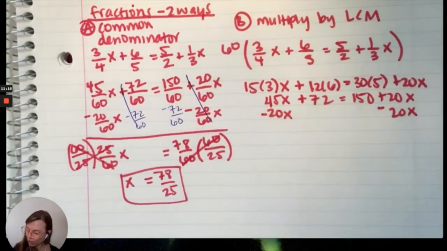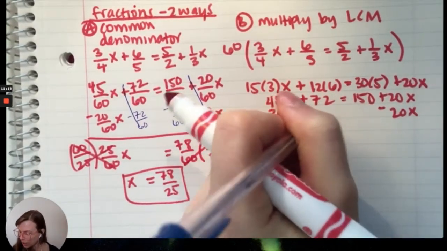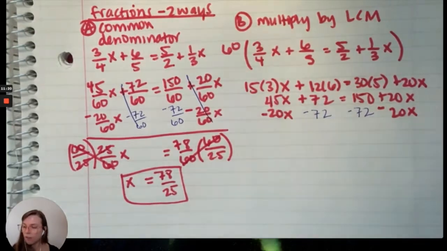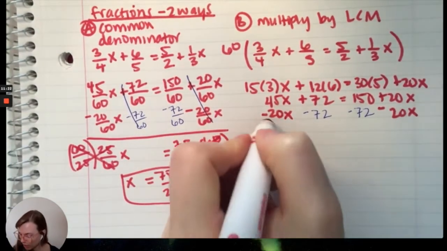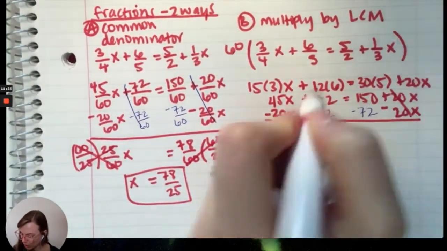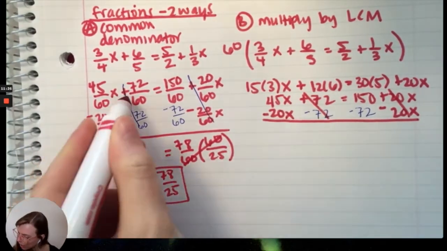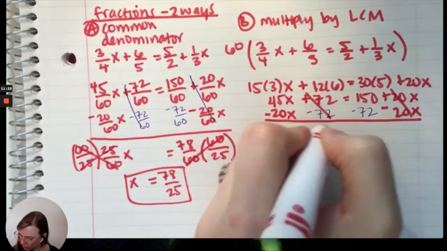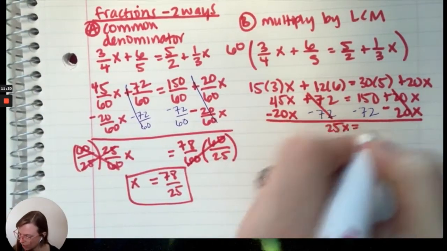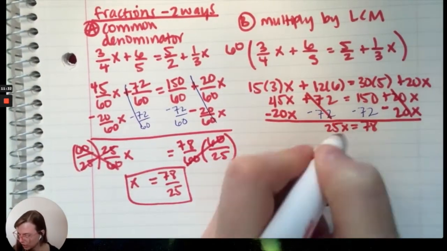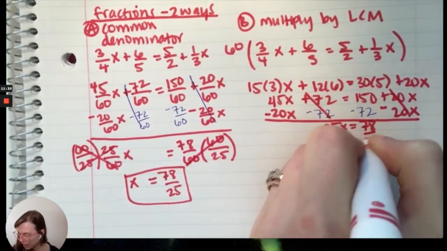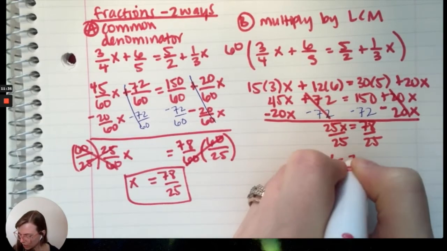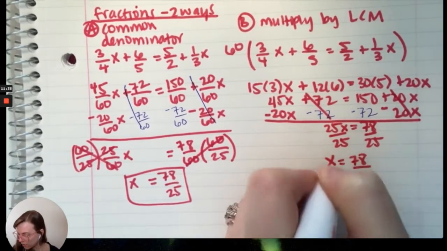I'm going to use my blue. I'm going to subtract 72, which, for our sake, we've already done because we already know what the subtraction is going to look like. So those make 0, those make 0. That was 25. So I know it's going to be 25x equals 78. I divide by 25, so x equals 78/25.